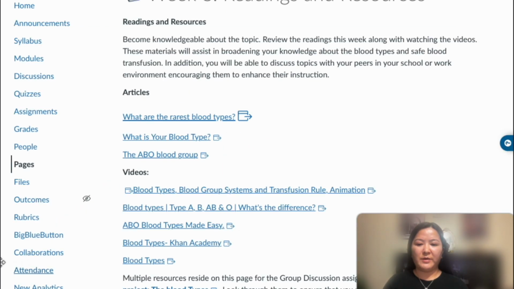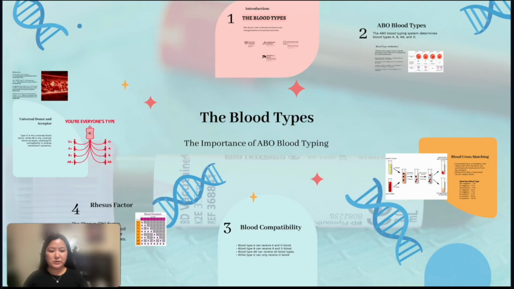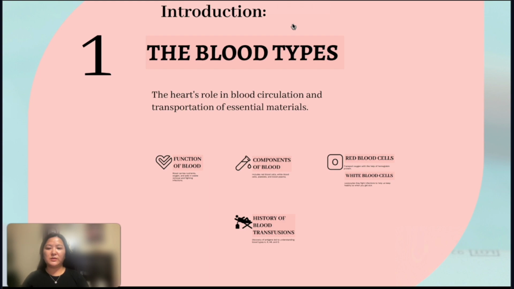Now let's learn about the blood types. Before talking about the blood types, I would like to talk about the function and the composition of blood. The heart supplies blood to the body. The function of blood is to carry important materials that are required for the body to function and to keep healthy. This includes nutrition and oxygen. It also helps to get rid of waste materials and carbon dioxide from the body, and also helps fight infection.